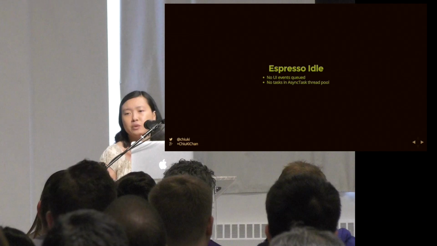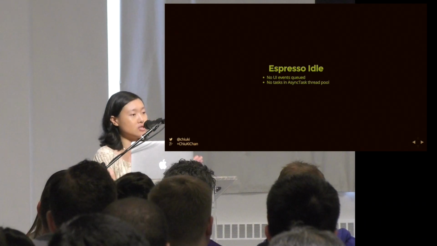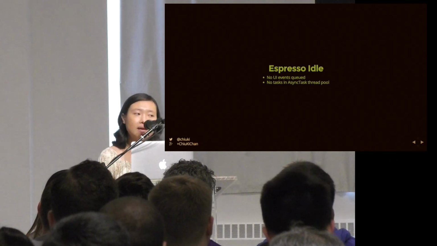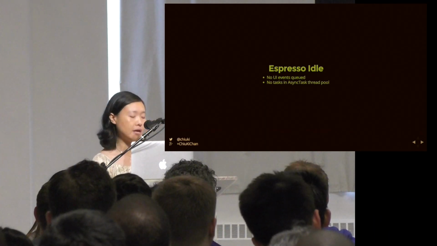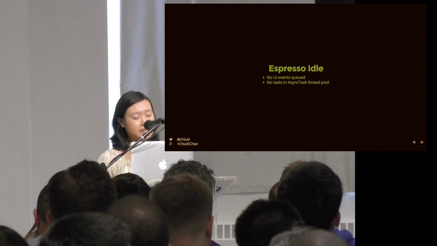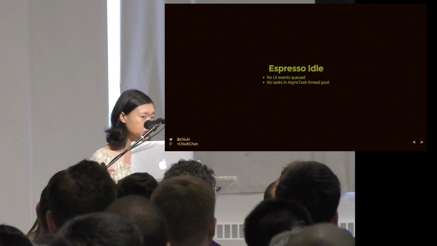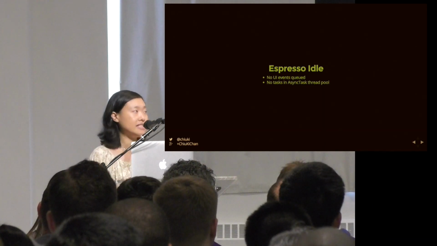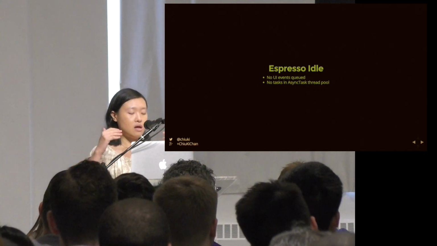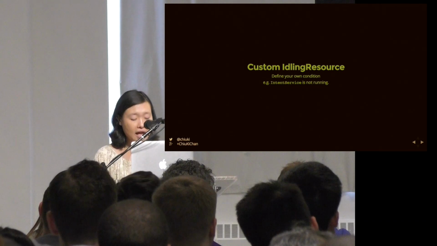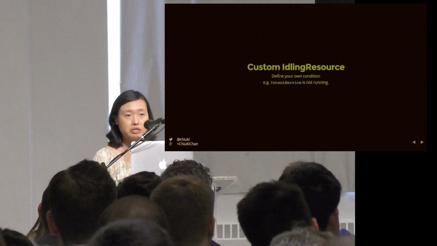Which is nice and good, except sometimes we do other things that take a while that we want it to wait for. And again, sleeping is a little bit non-deterministic, right? Like you sleep, it may or may not be done. So Espresso has this idea of an idling situation. These two conditions are what Espresso checks to understand that it's idle before it proceeds. You can also add your own, and this is when the custom idling resource comes in.